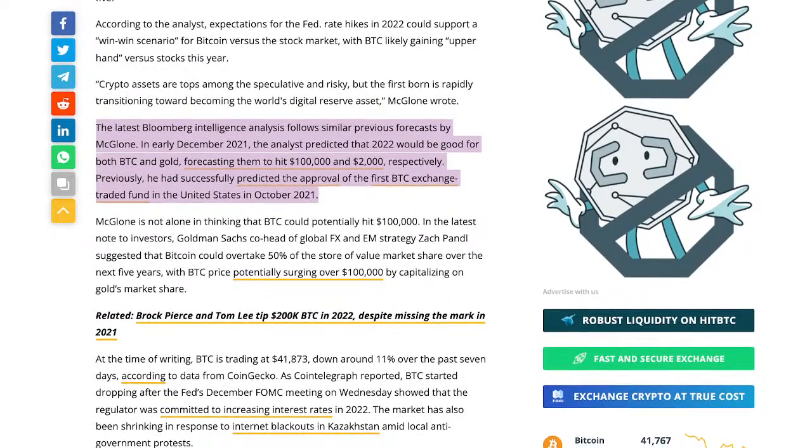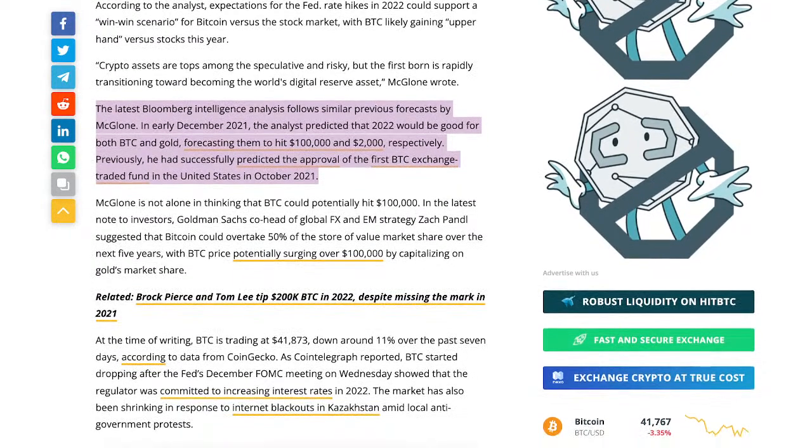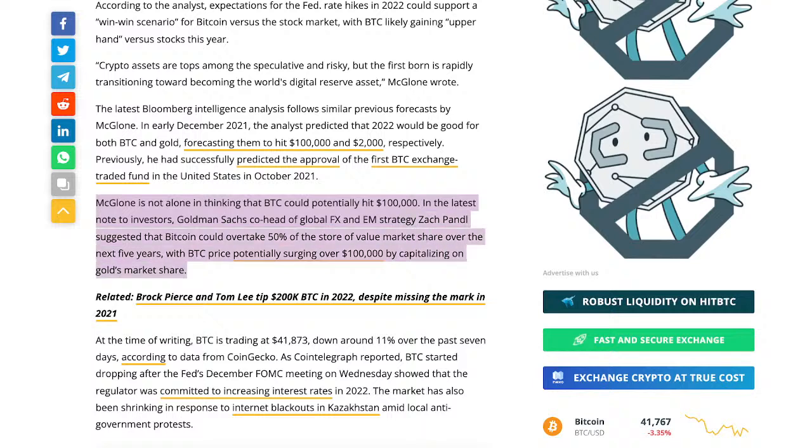McGlone is not alone in thinking that BTC could potentially hit $100,000. In the latest note to investors, Goldman Sachs co-head of global FX and EM strategy, Zach Pandl, suggested that Bitcoin could overtake 50% of the store of value market share over the next 5 years, with BTC price potentially surging over $100,000 by capitalizing on gold's market share.